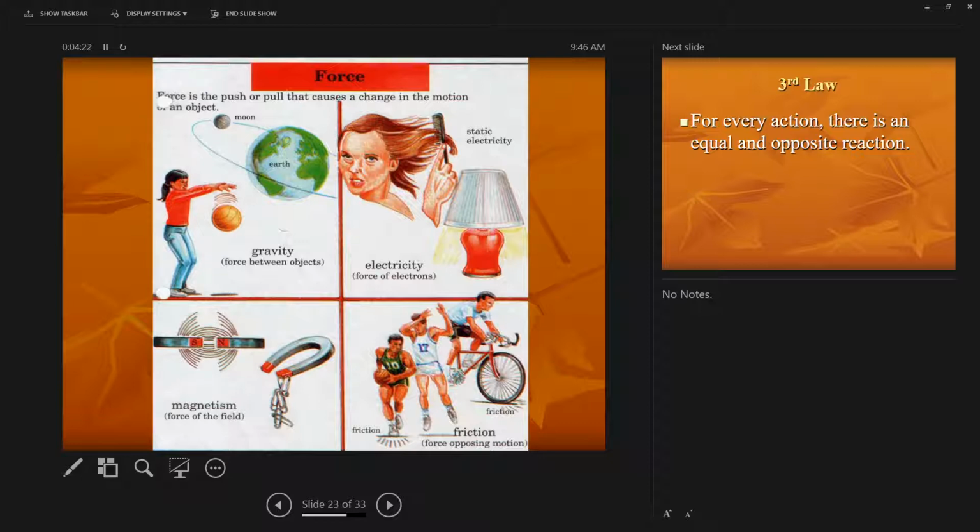We also have friction. Friction is an opposing force that causes things to slow down. The 4 main types of forces are just gravity, electromagnetism, weak nuclear force, and strong nuclear force. We won't get into the nuclear forces in this class.